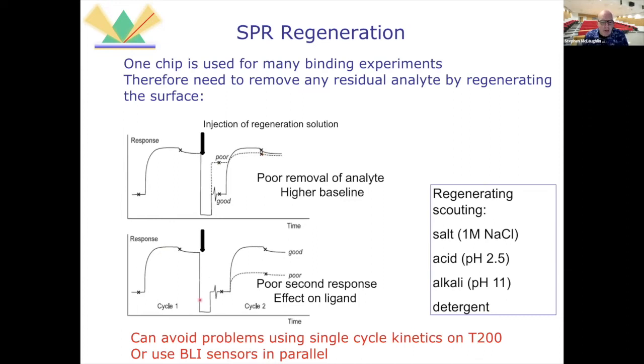Of course, what can happen is that you inject in your regeneration solution, you get down to baseline, that all looks good, but then your second response is poor. And of course, what that means is you've then destroyed the integrity of your ligand that's attached onto the surface. And if that's chemically cross-linked, then, well, you've just got to start again with a new set of channels. If this is a problem on the Biacore, then you can do single cycle kinetics, and obviously in the Octet BLI, your sensors are all in parallel, so you don't necessarily need to regenerate.